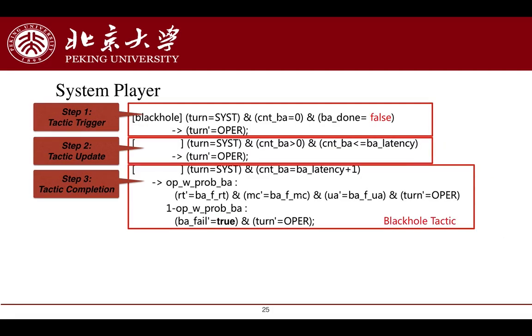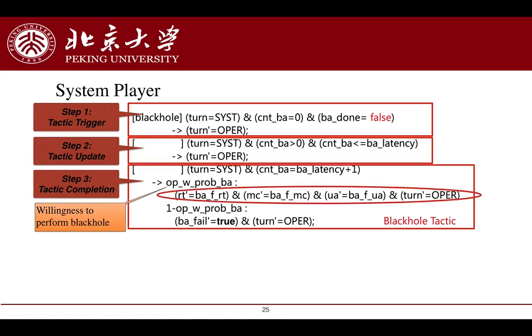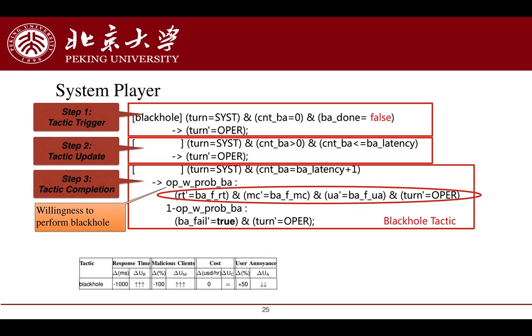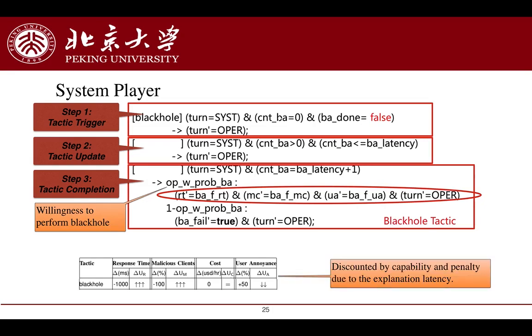For example, when the system assigned the operator to perform black hole tactic and when the tactic complete, with the probability associated with the operator's willingness, variable response time, malicious client, and user annoyance will be updated with respect to a successful activation of this tactic. However, the variable update will be discounted by the capability. Besides, it is also discounted with penalty due to the explanation comprehension latency. This is because a long period of latency with high response time and a large percentage of malicious clients is intolerable. Furthermore, with the probability of 1 minus willingness, this tactic was assumed to be failed.